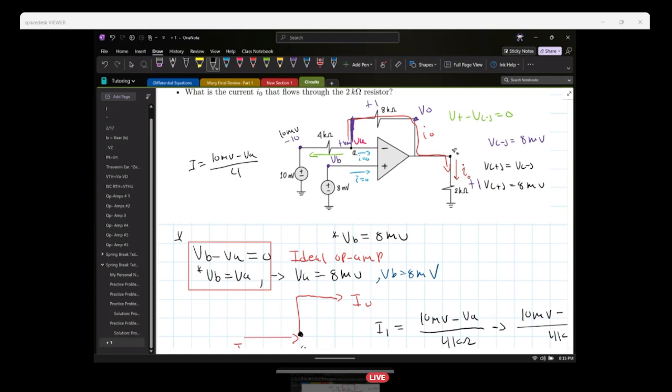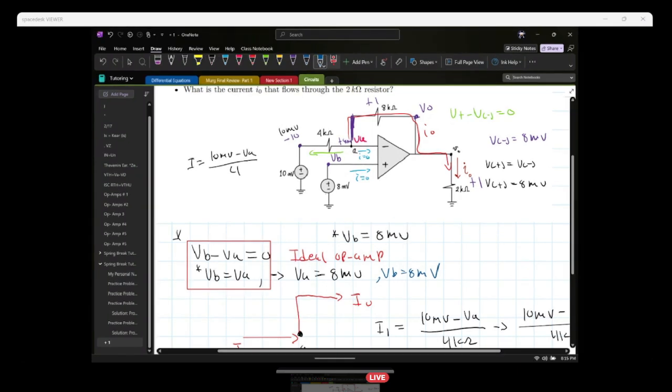I guess VA is completely equal to the 8 millivolts. But wait, what if there was no 4 kilo ohm resistor? Then VA still wouldn't just be 10, because you still have to consider it. Yeah, it wouldn't be 10, but I'm saying it wouldn't be the sum or something like that, since they're both going to the same node, if this is gone.